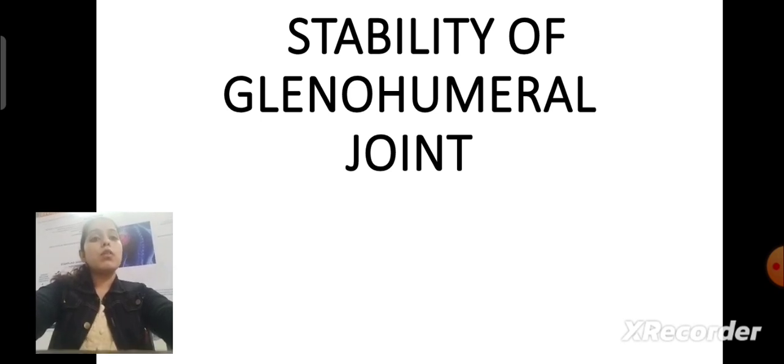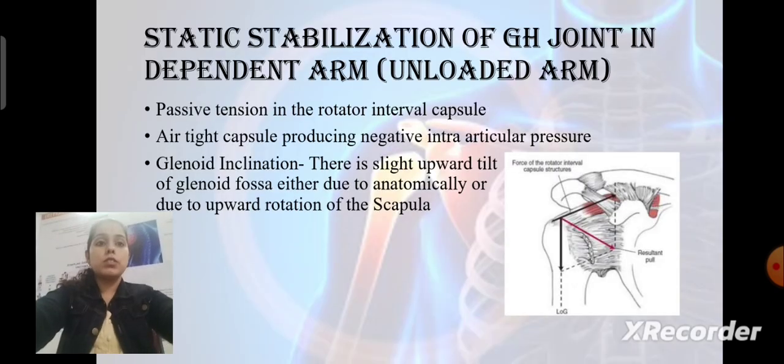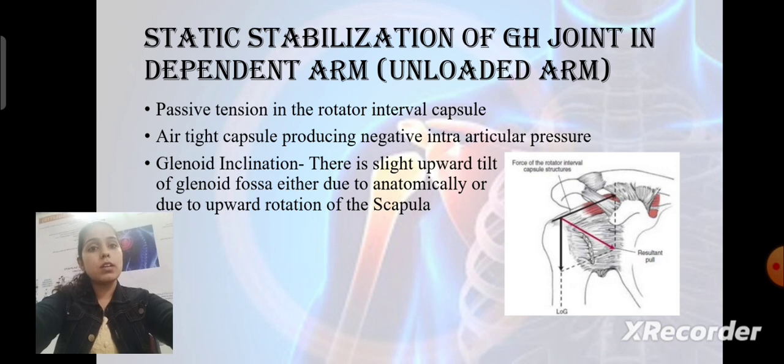So, we'll talk about the stability of the glenohumeral joint. In the glenohumeral joint, there are two types of stability. First is static and second is dynamic. And first we talk about the static stabilization. Static stabilization of the glenohumeral joint in the dependent arm, that is, the unloaded arm.